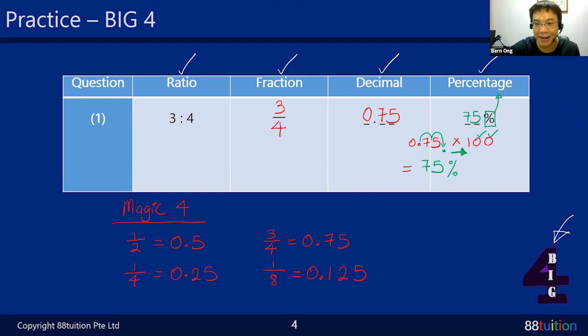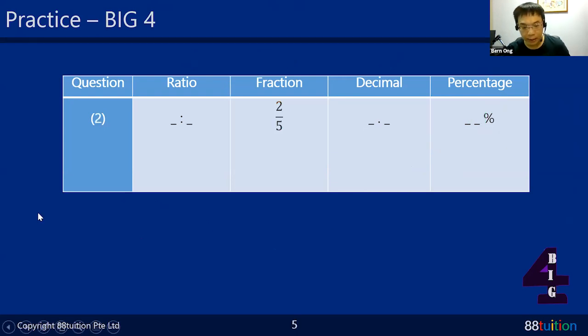Okay. All right. So let's go on to the next part. Big 4. The next part is question 2. So question 2, we have something like that. Now they give you the fraction. Fraction is 2 over 5. Don't worry. Don't panic. Fraction on top and below, right? You can write it left to right. 2 is to 5 like that. Right? 2 is to 5.